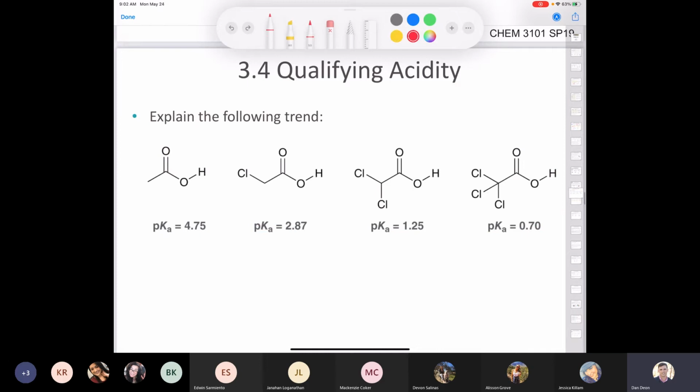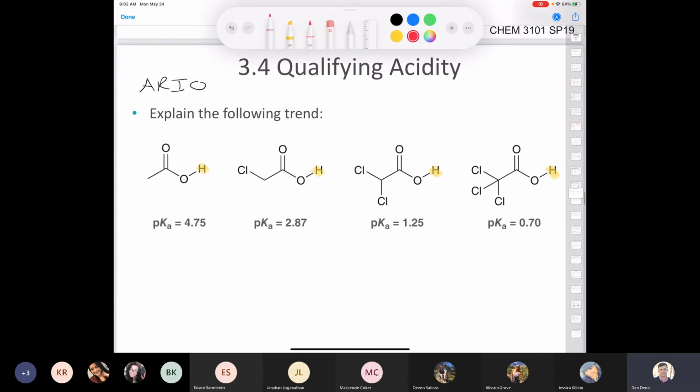If you look at ARIO, if you draw the conjugate bases of all of these, these are the acidic protons here on the carboxylic acids. You can't solve it using atom because the conjugate base is going to have the negative charge on the oxygen for all four of them. You can't solve it using resonance because they all have the same resonance contributors.